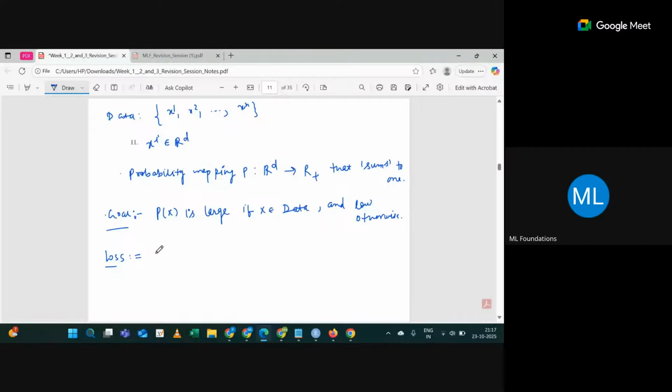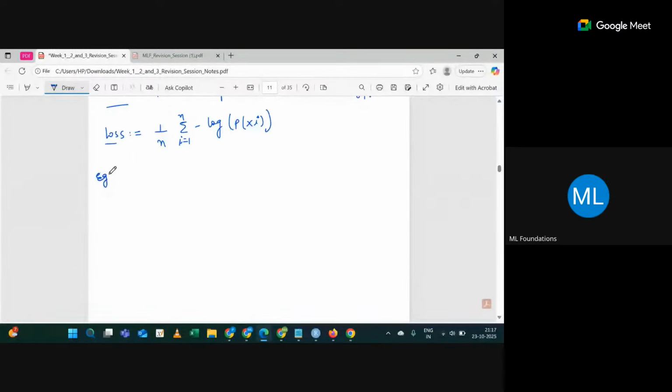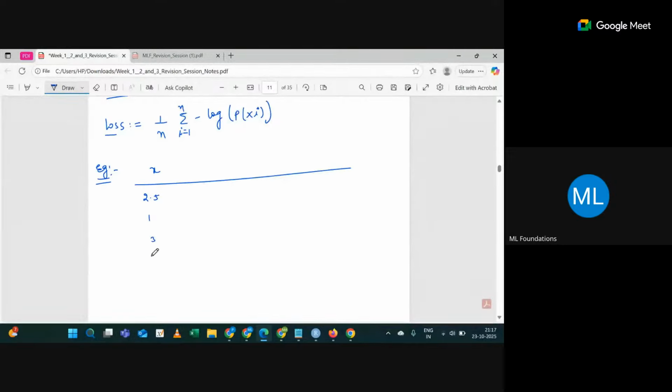Okay, what is the loss? So loss is 1 upon n, sum of i equal to 1 to n, minus log of p of xi. This is the way we are calculating the loss in case of this density estimation. Okay, so I will give you one simple example. Just calculate the loss and tell me. Suppose this is x, and then 3 and 0.5 and then 4.95.